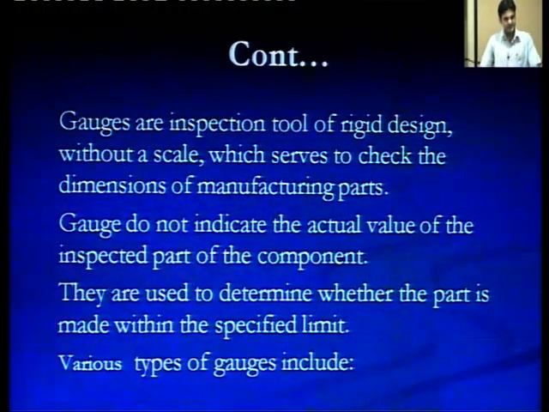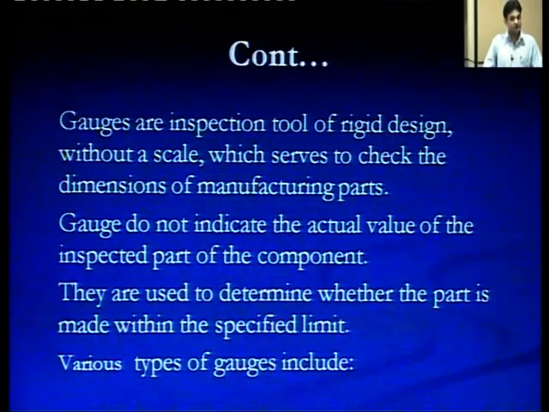Now, what are gauges? Gauges are inspection tools of rigid design without a scale. I have already told you there is no scale mentioned on the gauges, which serve to check the dimensions of manufactured parts. With the help of gauges we check whether the part is within the specified limit or not. Gauges are again of two types, go gauge and no go gauge. With the help of go gauge or no go gauge we can check whether the part is within the specified limit or not.